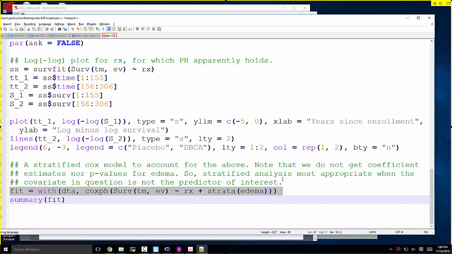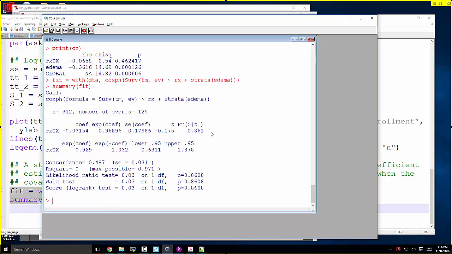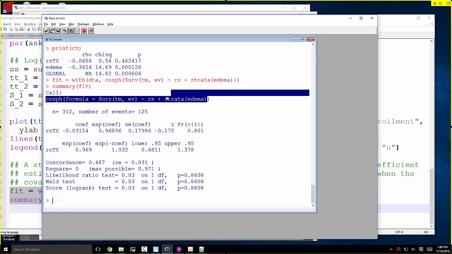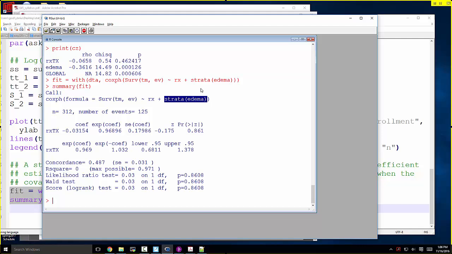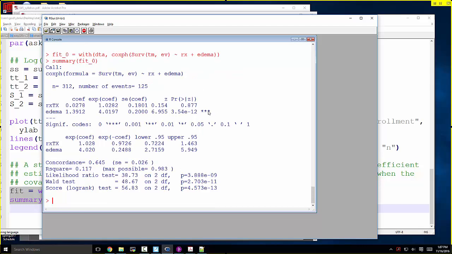And let me show you what comes out. If I do that, what comes out is this. This is the collection of estimates and standard errors. Notice that there was no estimate returned for edema. If I didn't stratify, like let's remove the strata argument and call this fit 0, without stratification we have estimates for both of those covariates.